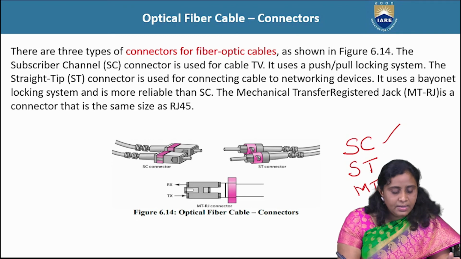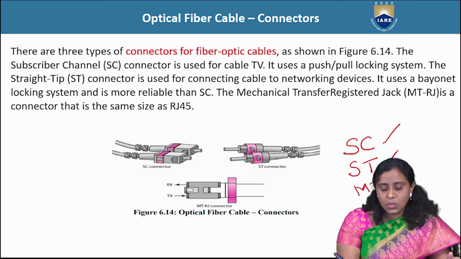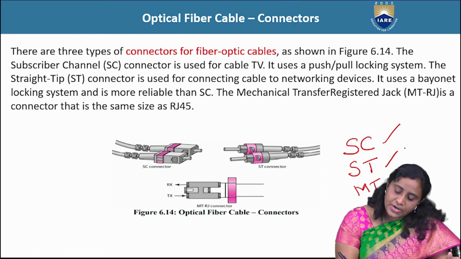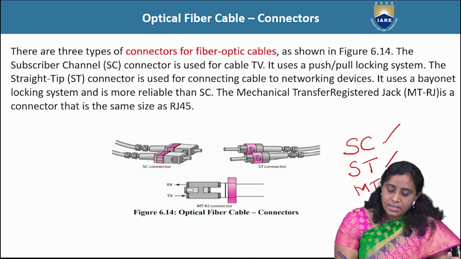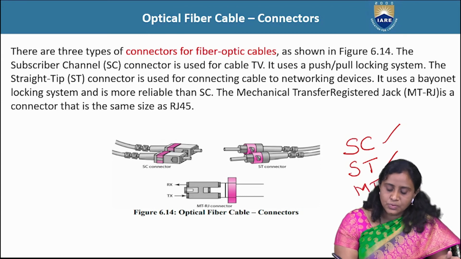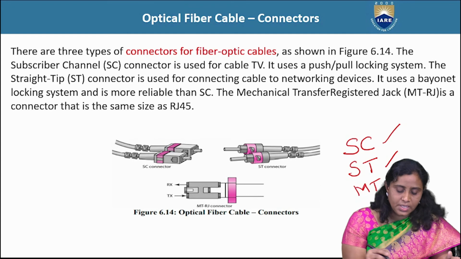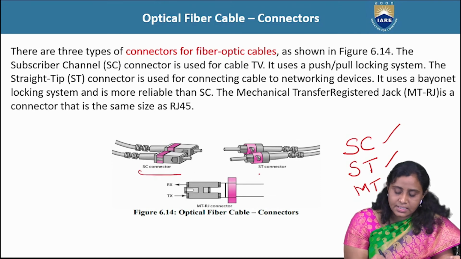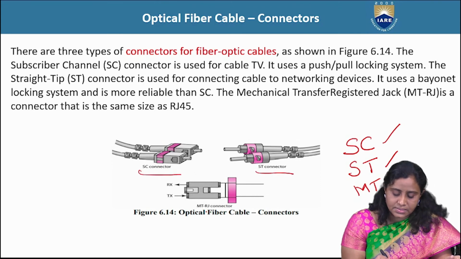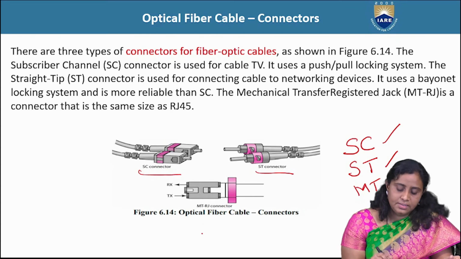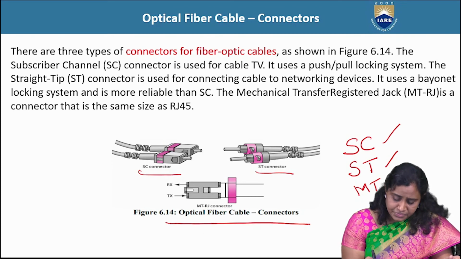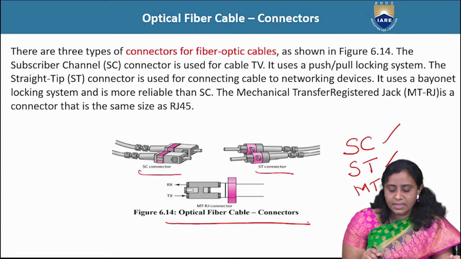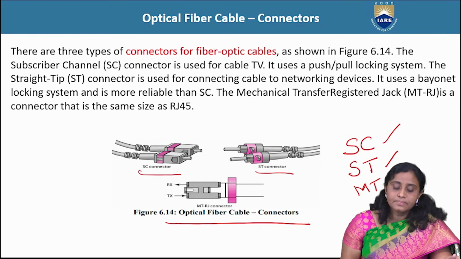Coming to the second one, the straight tip ST connector is used for connecting cables for networking devices. Coming to the last one, the mechanical transfer registered jack is a connector that is the same size as an RJ-45. So here we have to identify the three types of connectors meant for the optical fiber cable: the SC connector, the ST connector, and the MT-RJ connector. These are the connectors you will see on optical fiber cable.